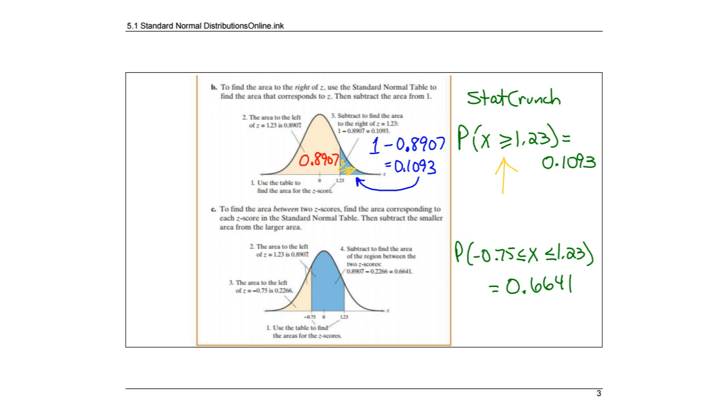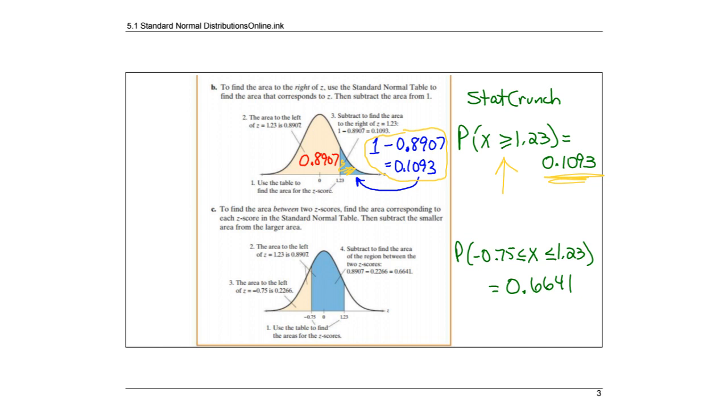Now, if we use the table, unfortunately, we would have to find the area to the left and then subtract that from 1. So that's all I'm trying to show you here. We do not have to do this. If you stick with StatCrunch, StatCrunch is going to give us the answer. But it works because the entire curve would be 1, and so 1 minus to the left would be your area to the right. But again, let StatCrunch do that.